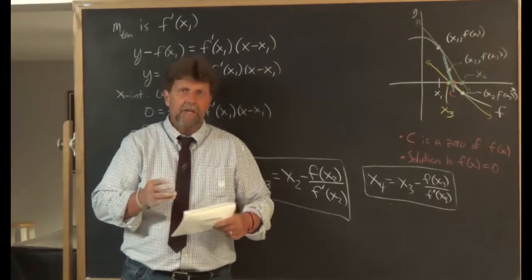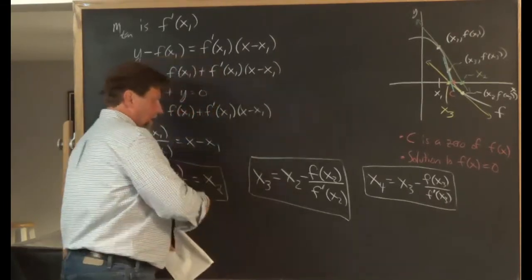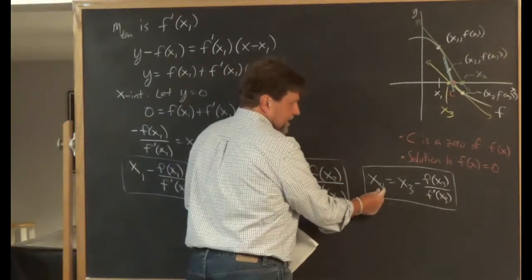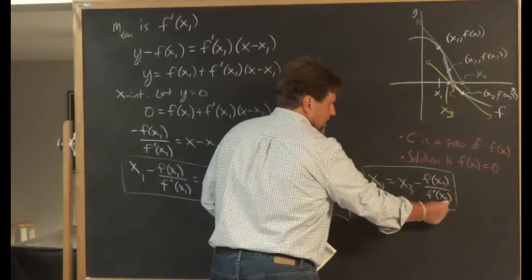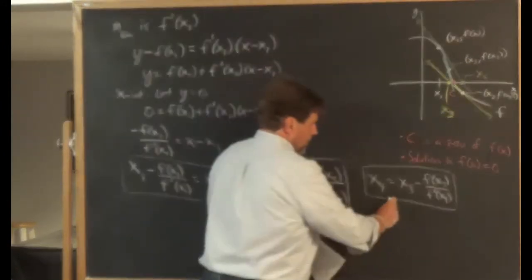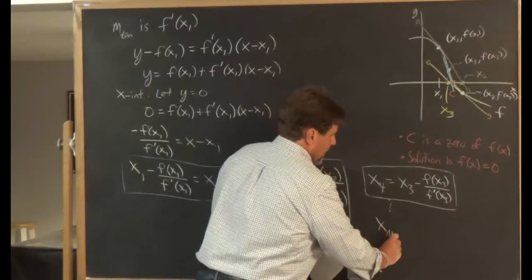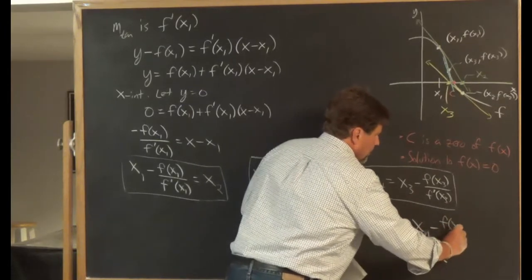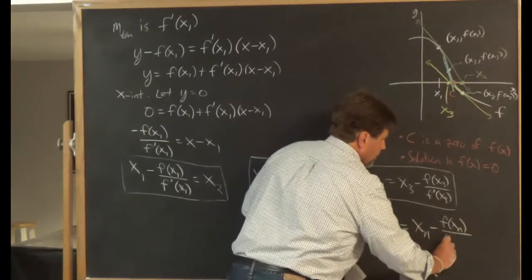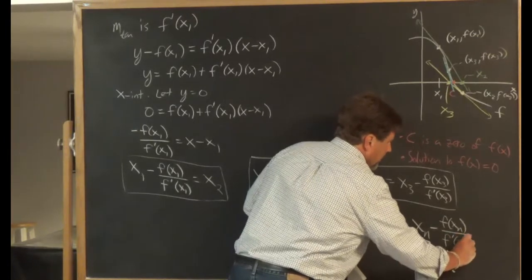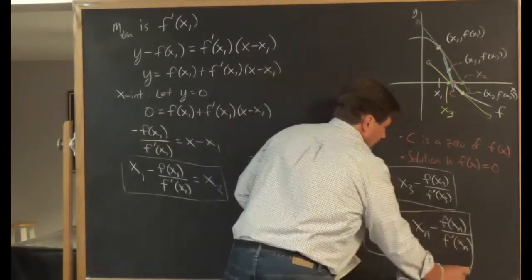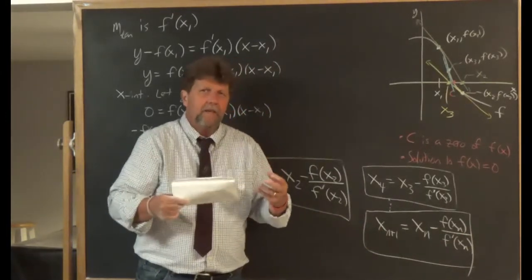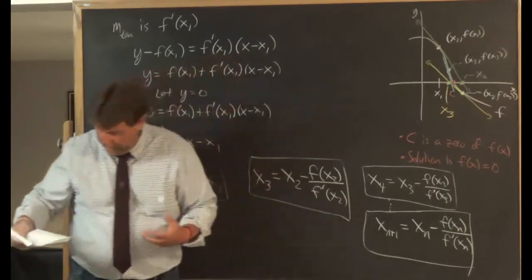So I'm going to write down the most general form. Hopefully you're seeing a pattern here. Hopefully you're seeing that this subscript is one more than these subscripts. So x sub n plus 1 is equal to x sub n minus f of x sub n over f prime of x sub n. And folks, it is this piece here. That's the piece that is like the guts of what is called Newton's method.